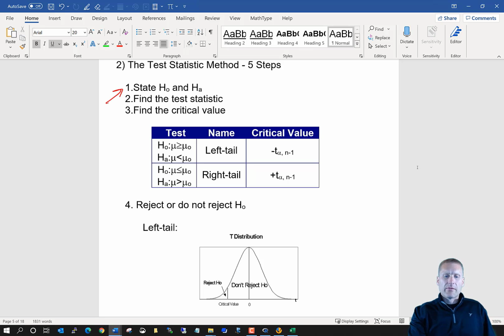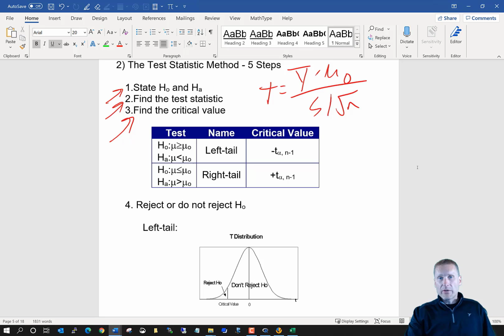State H0 and HA, find the test statistic, just like how you would normally. So T equals y bar minus mu 0 over S divided by the square root of n. Find the critical value. This is what changes. Now, since we are dealing with a one-tailed test, we only need to find one critical value.